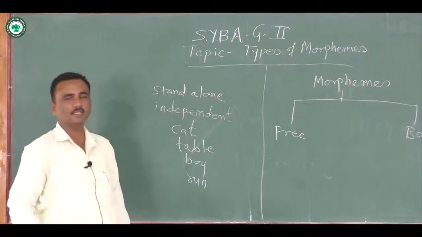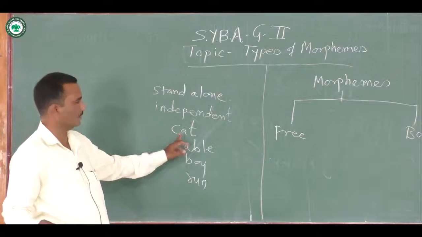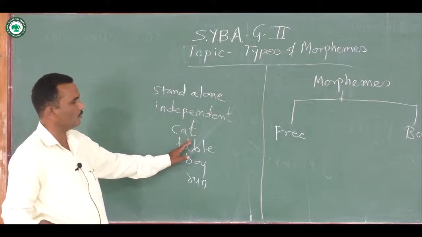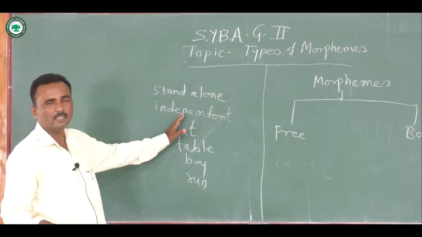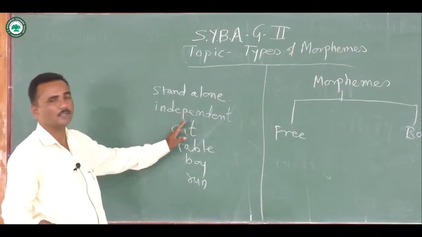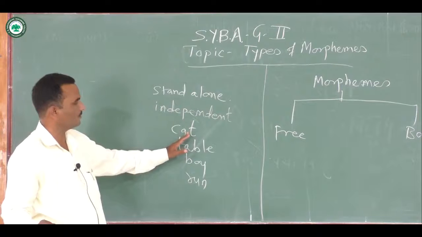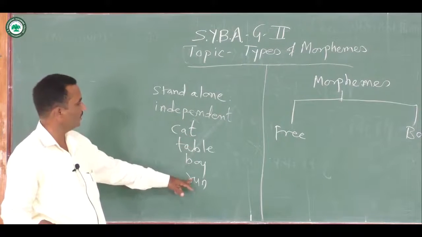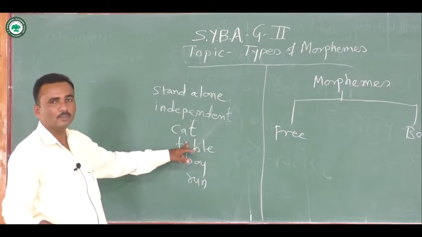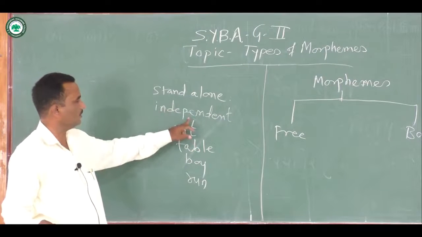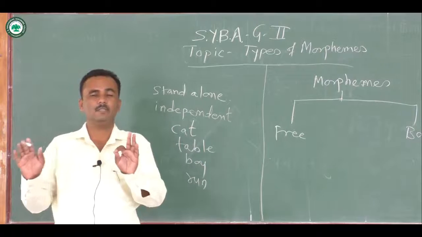run. These are single words, independent words, and they can stand alone and make the meaning on their own. They need not be attached to other parts, and other morphemes are not essential to make them meaningful. Their meaning can be derived from their own unique feature. They can stand alone, they are independent, and they do not need to be attached to others.